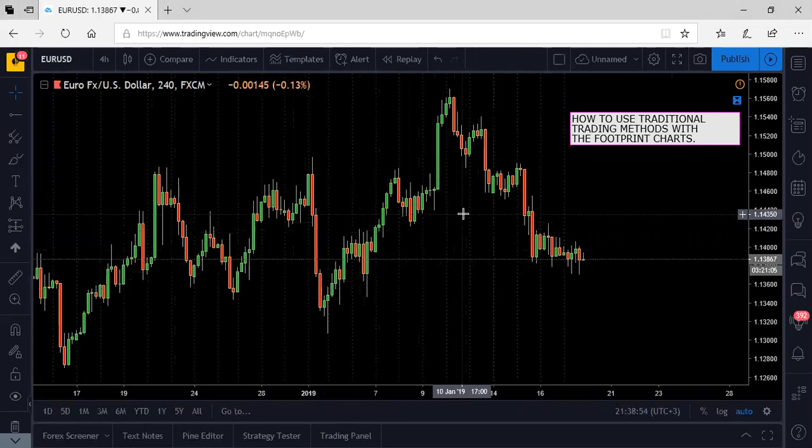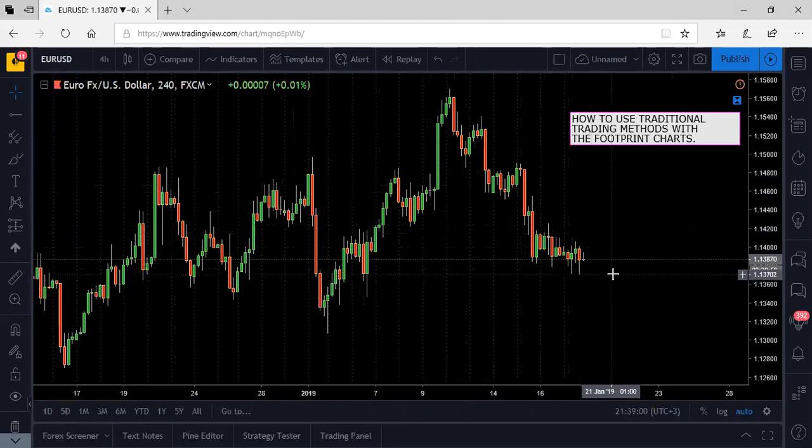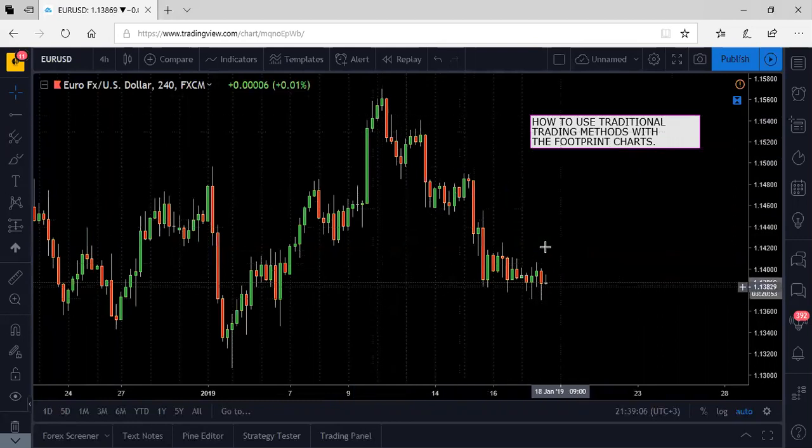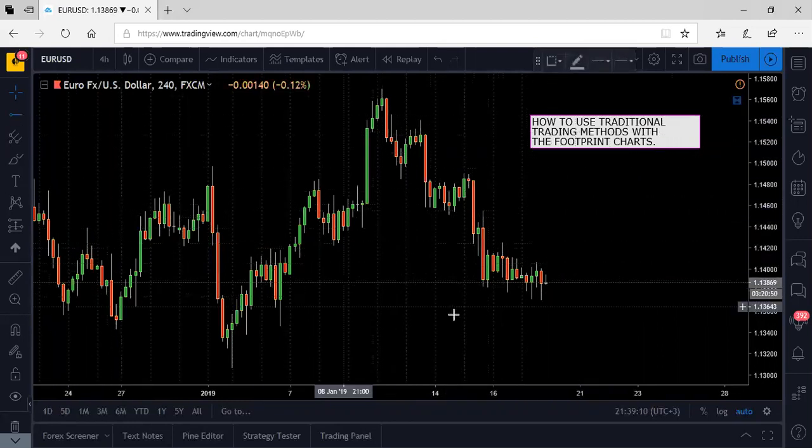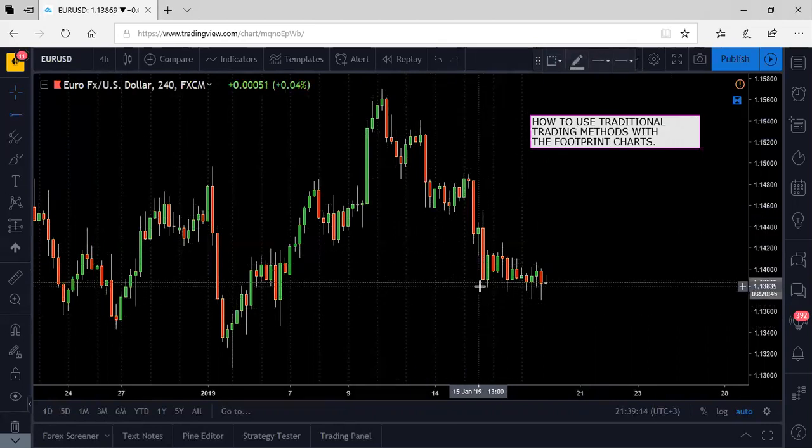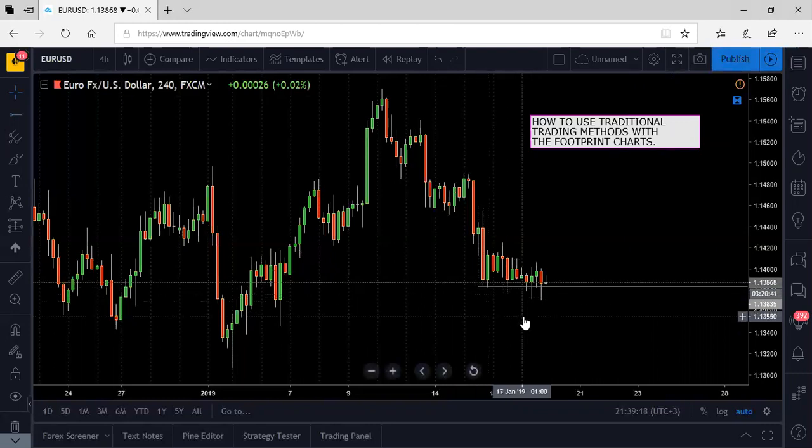I'm just going to use the 4 hour to plot major zones, and we're going to see how they work in the 1 hour and 15 minute. So, for instance, we want to trade the Euro USD right now. I'm just going to take the first support. You see this kind of flat support. This is the first support here.